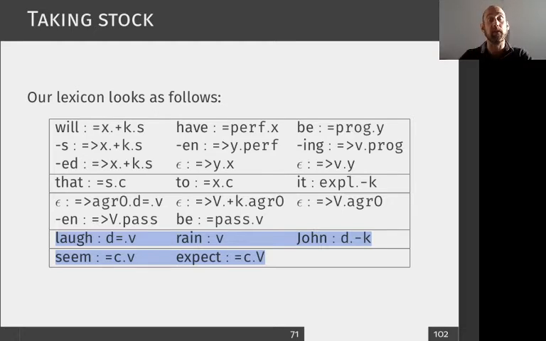The thing that's important to note here is that even though we have a bunch of different lexical items in the upper three boxes, they conspire to describe the interactions of various constructions in a perhaps convoluted way, but they do that in a way that allows us to describe the ultimate distribution of words, like laugh, rain, John, seem, and expect, in a very simple way. We've moved the complexity of describing the distribution of words, like laugh, rain, John, seem, and expect, from the lexical entries for the words themselves, into the closed class part of our lexicon.